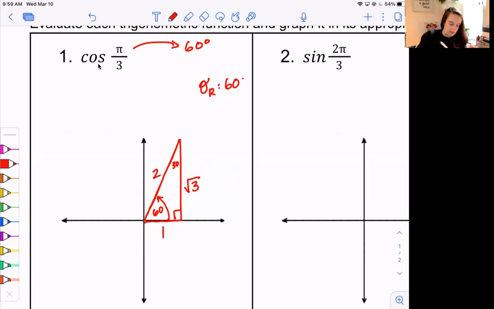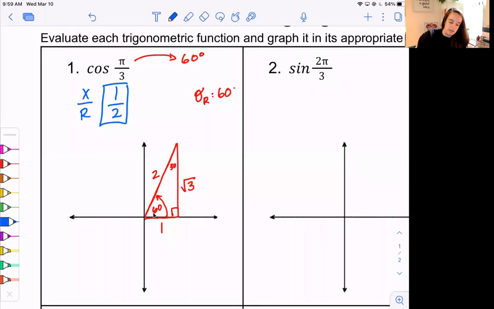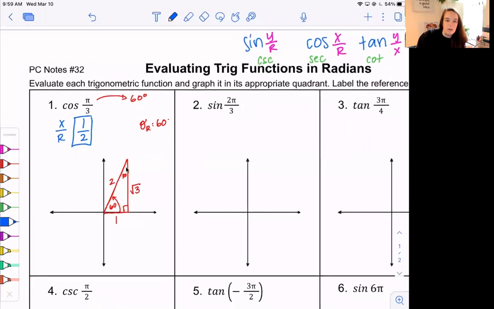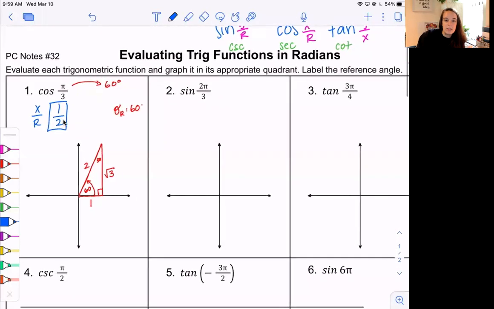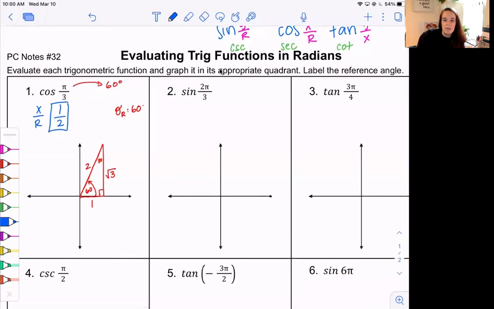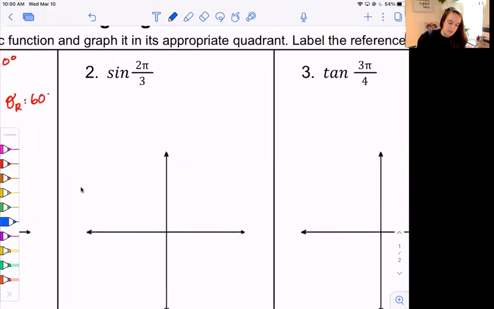And I want cosine. Cosine is x over r. So x in this case is 1, and r in this case, the radius, is 2. So 1/2 would be my answer here. Let's double check. We're evaluating each trigonometric function. We did that. That's this part here. We graphed it in its appropriate quadrant. That's this part here. And labeling the reference angle, we have our reference angle here, which would be this position here.